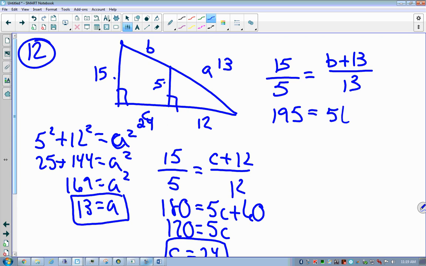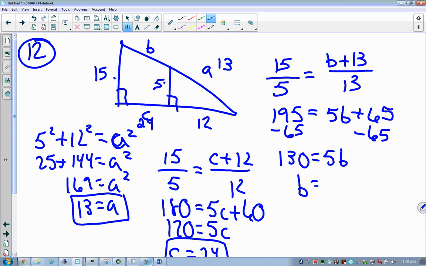195 equals 5B plus 65. Okay? Subtract 65. All right, which is what, 130 equals 5B. Divide by 5. B equals, is it 26? Okay. Do we understand that? There's a lot there, but it's basically proportions and the Pythagorean theorem. So be careful that you don't just look at it as b alone, but this whole side is b plus, right? This whole deal along here is c plus.